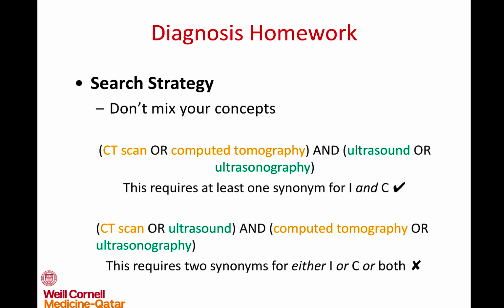You need at least one synonym for I and C. What a few of you did was you kind of mixed them up. So you put your I and C in the same set of brackets. So you said CT scan or ultrasound and computed tomography or ultrasonography. What that means is the first search requires at least one synonym for I and for C, so you have to have both concepts. The second one requires either two synonyms for I or two synonyms for C, or one synonym for both. In other words, it mixes them together and ends up giving you more results.